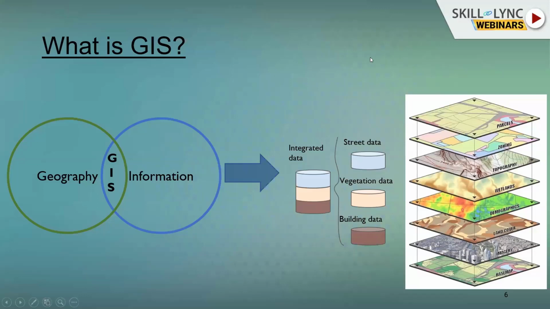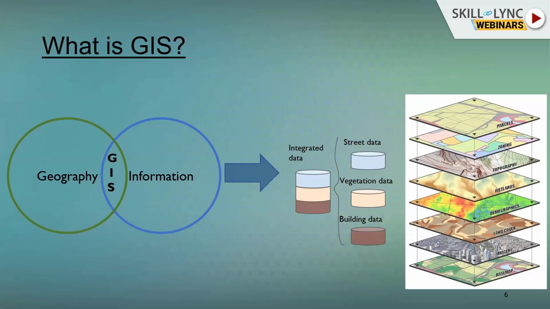So GIS, as the name suggests, is a geographical information system. First of all, what is geography? Geography is the study of the features on Earth: temperature, population, vegetation, natural resources, and everything else. Whatever the features are on Earth, it's a study of that. And what information is associated with it?